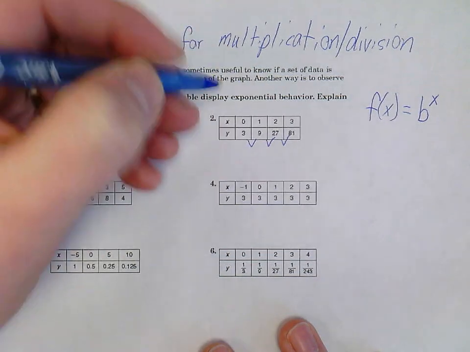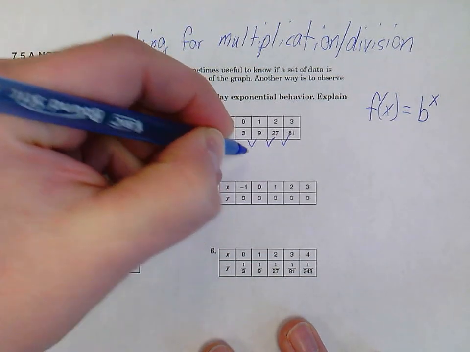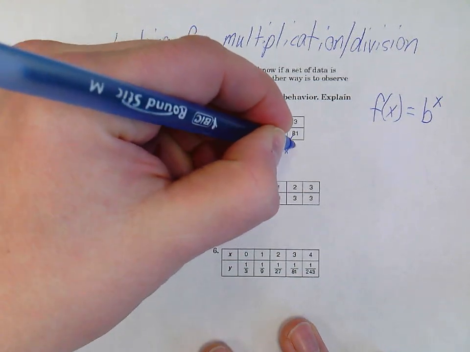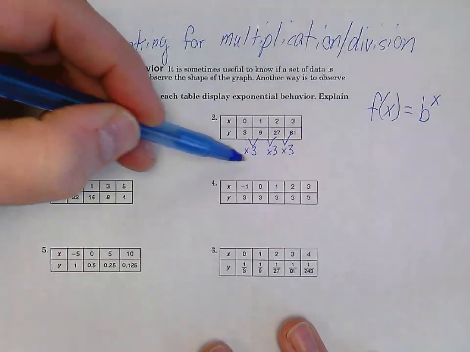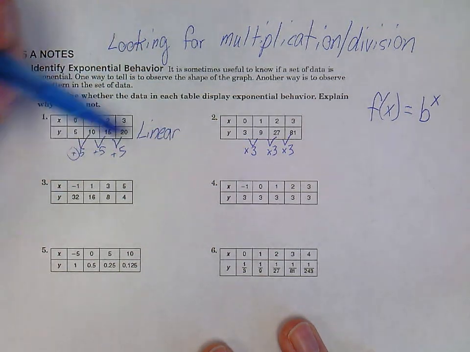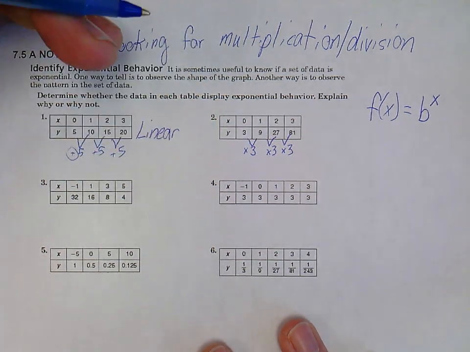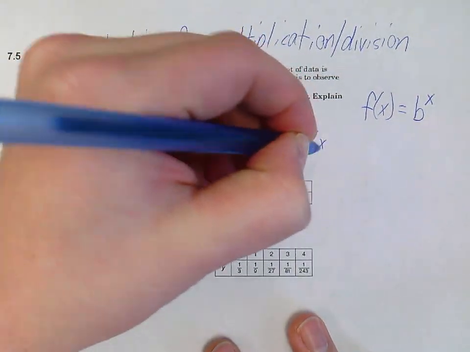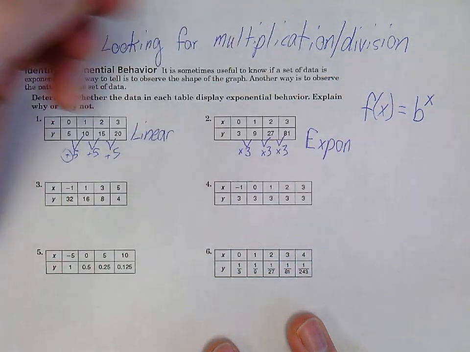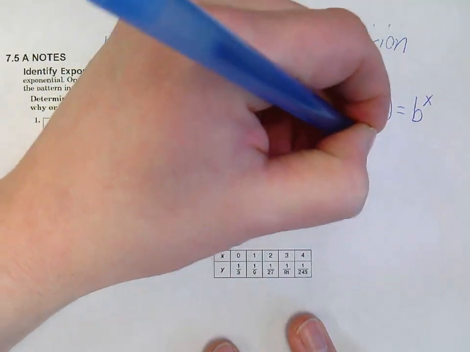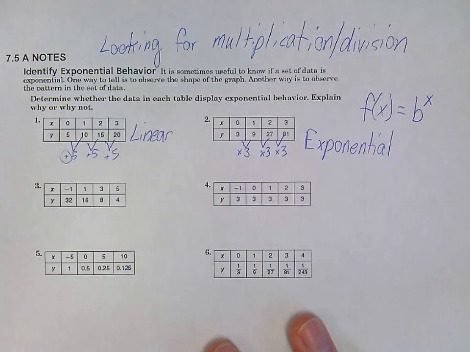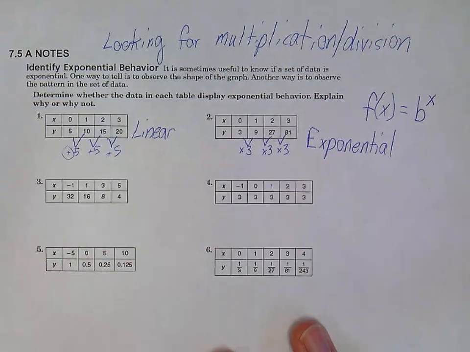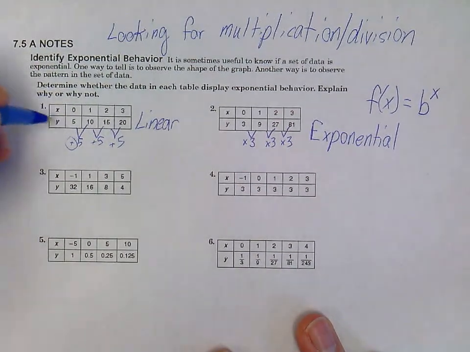Let's look at number 2. What are we doing every time? Well, I see times 3, times 3, times 3. So we're just asking ourselves, am I adding, subtracting, multiplying, or dividing every time? If it's multiplication or division, it is exponential. Exponential. And if you want to write down here a note for yourself, multiplying by 3 every time, feel free.